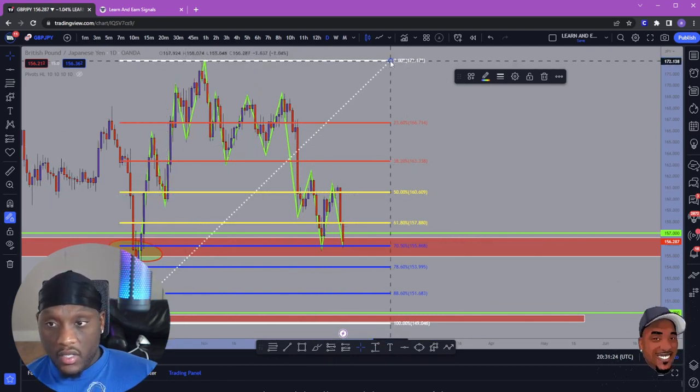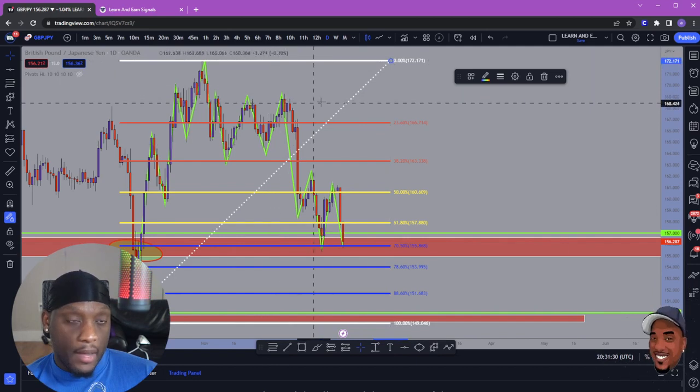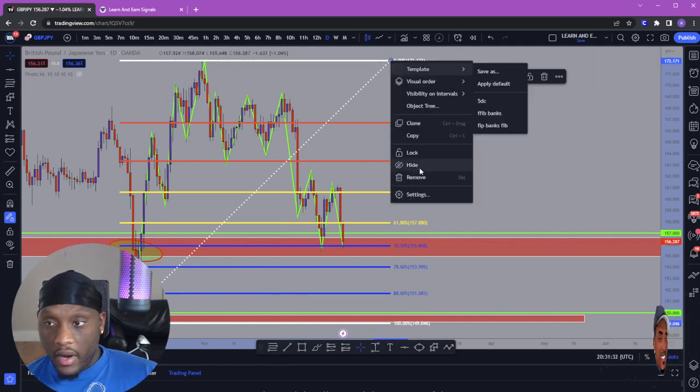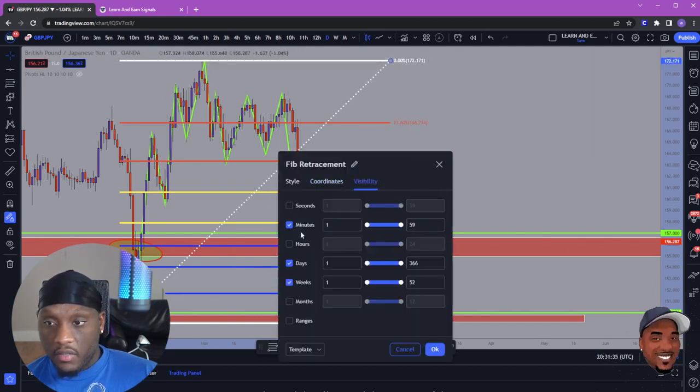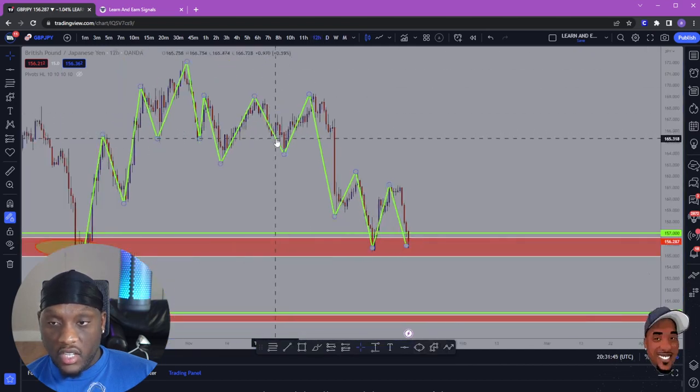So what I'm going to do is I'm going to put in the work, right? Because obviously the lower time frame shouldn't agree with that bias. I'm going to put in the work. I'm going to right click. We're going to go to settings. We're going to go to visibility. We're going to turn these off, so that way anything below the daily, I have to put in the work and see.